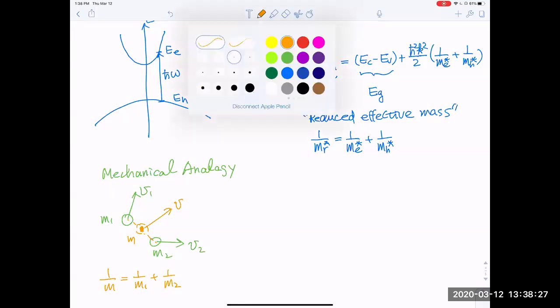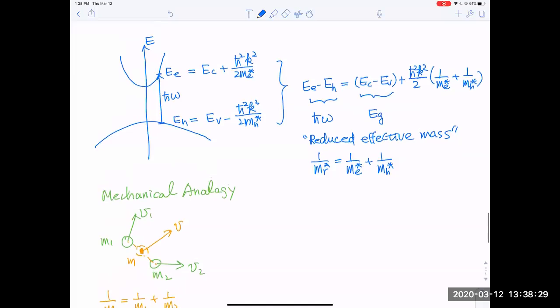Now, if you rewrite this equation, that is h bar omega minus E_g is equal to h bar squared k squared over 2 m_r star. Okay. Now, if you compare this equation with the electron equation, whoops.